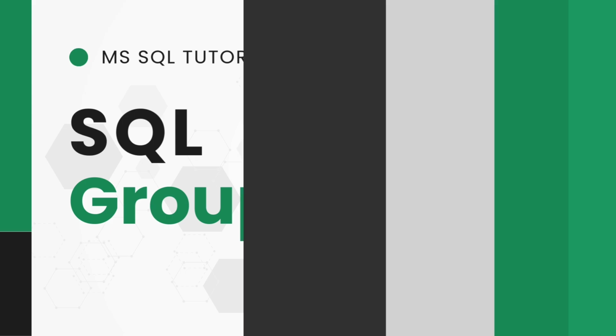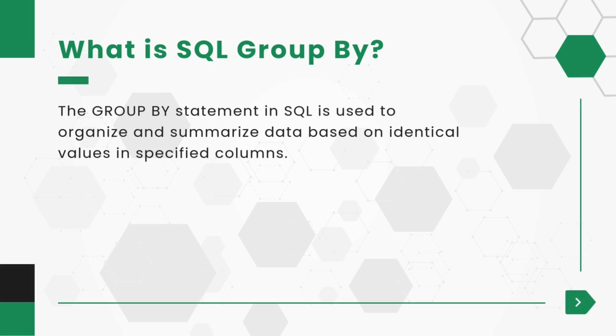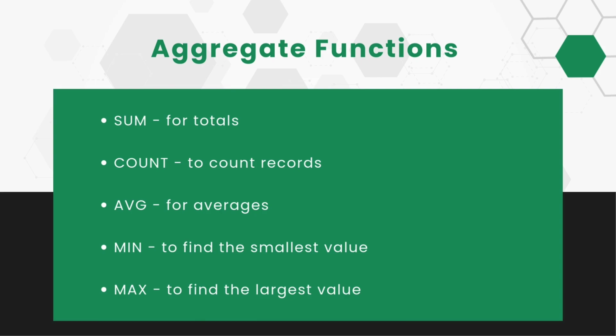Let's begin. What is group by? The group by statement in SQL is used to organize and summarize data based on identical values in specified columns. By using group by, we can apply aggregate functions like sum for totals, count to count records, AVG for average, min to find the smallest value, max to find the largest value. This makes it easier to perform detailed data analysis.